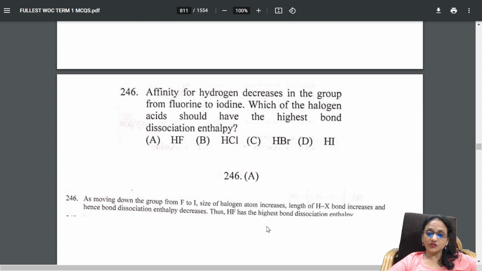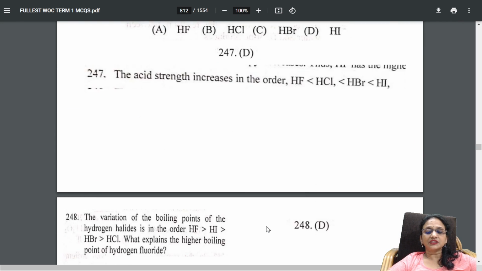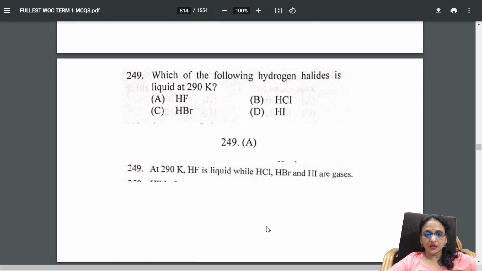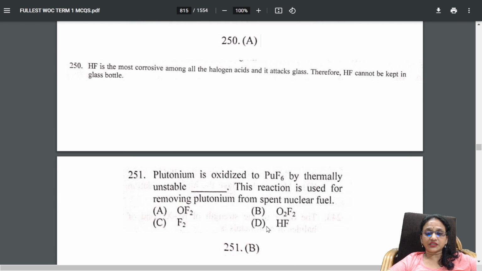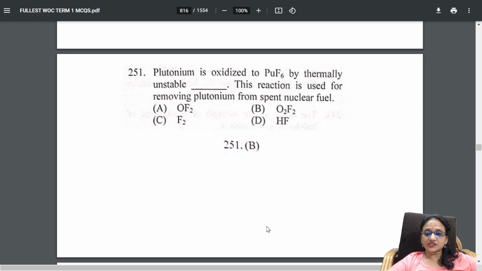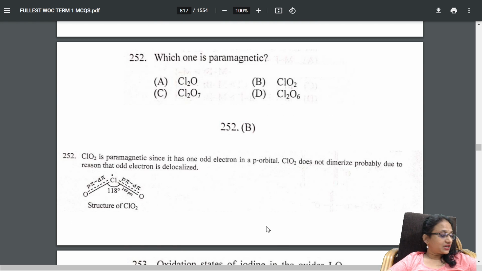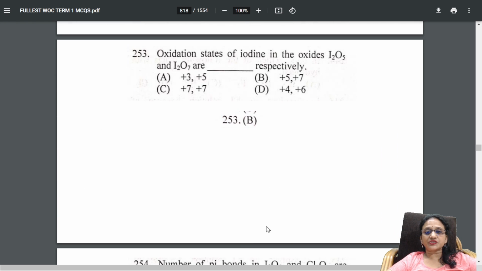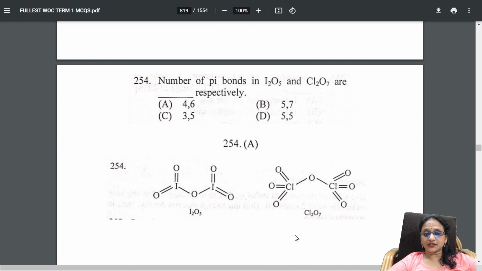So they have given you different concepts, starting from the trends, starting from the acidic nature, starting from the boiling point questions, hydrogen halide questions, reactions. Okay. All right. This is a question of applications rather. Which one is paramagnetic? Reason also is given. Oxidation states of iodine in I2O5. So they will give you a molecule like this and you need to calculate. So number of pi bonds, structures you need to learn.